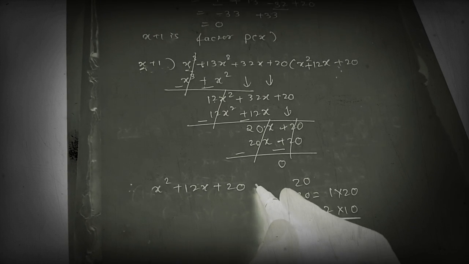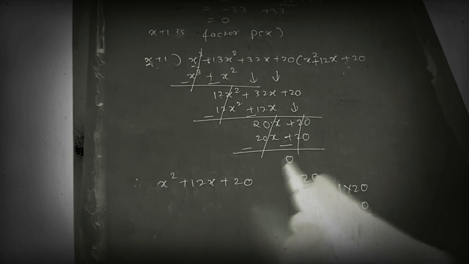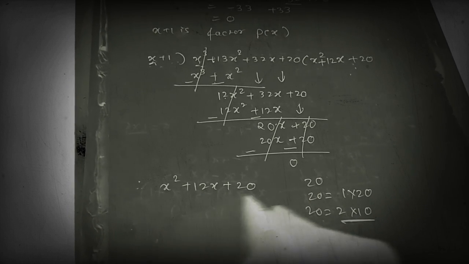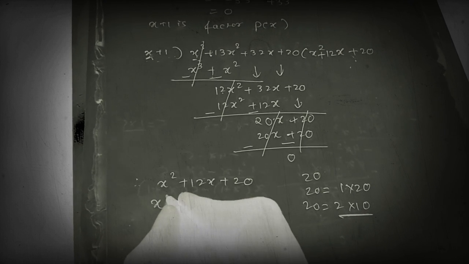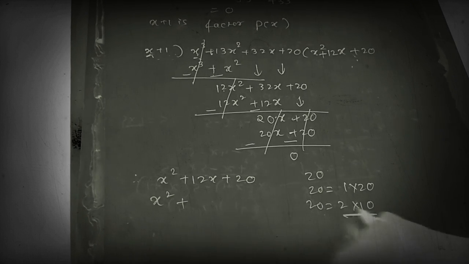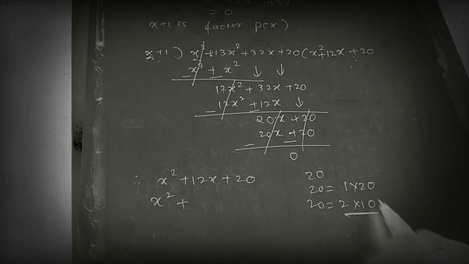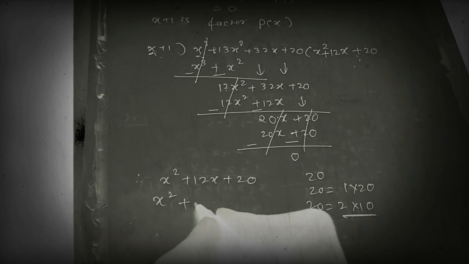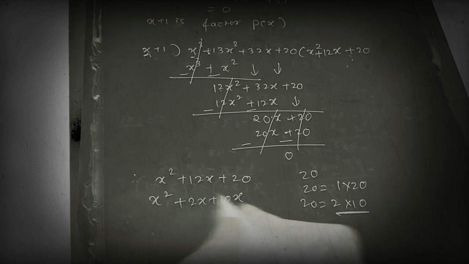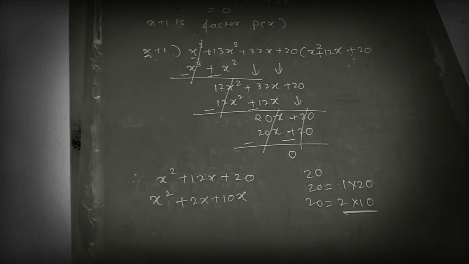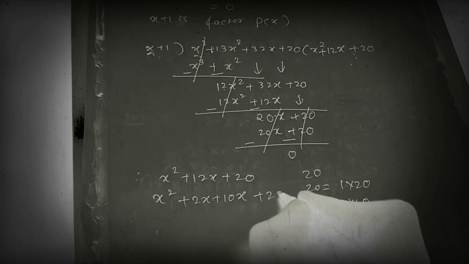This is factorization by splitting the middle term. You can use this only for a quadratic polynomial, so check that the degree is two. The first term stays as it is, plus, here we have a plus sign, and by adding we will get this 12x. So 2x plus 10x. You can take 10x first and 2x later, no problem, finally we will get the same factors. Plus 20 will be as it is.